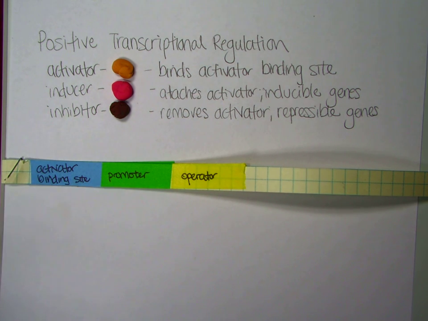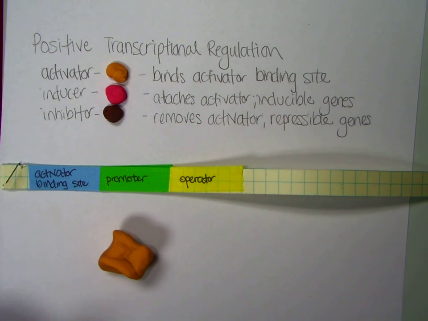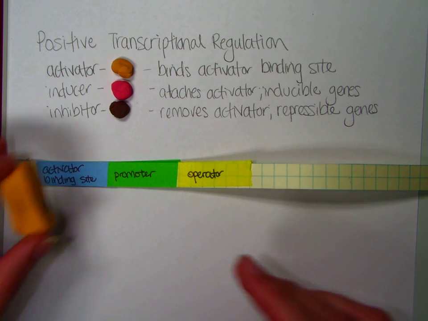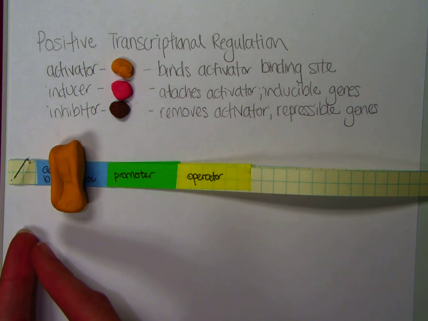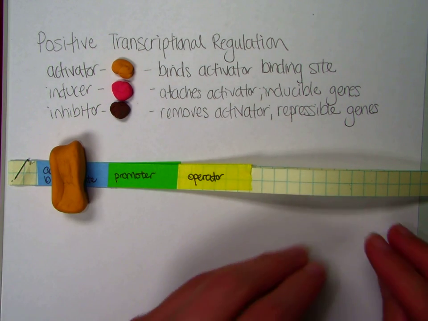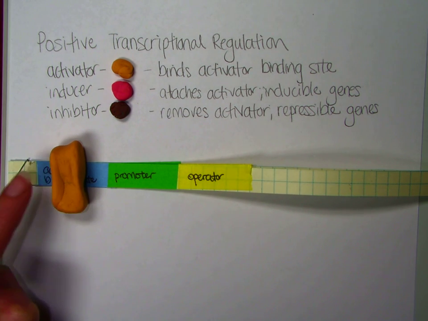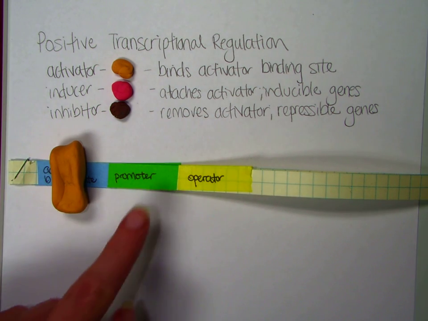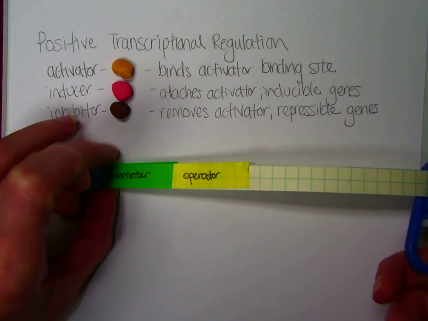So in order to get transcription of these genes, we require the activator. Ta-da! Here it is. The activator, we're going to make it this long rectangle shape, binds to the activator binding site. The activator binding site is a regulatory site in the DNA that is upstream of the promoter and, somewhat obviously, also upstream of the coding element. So when the activator is present at the activator binding site, it helps the sigma factor and RNA polymerase to recognize and bind to the promoter. Aha! There's the promoter. Clip, transcribe.